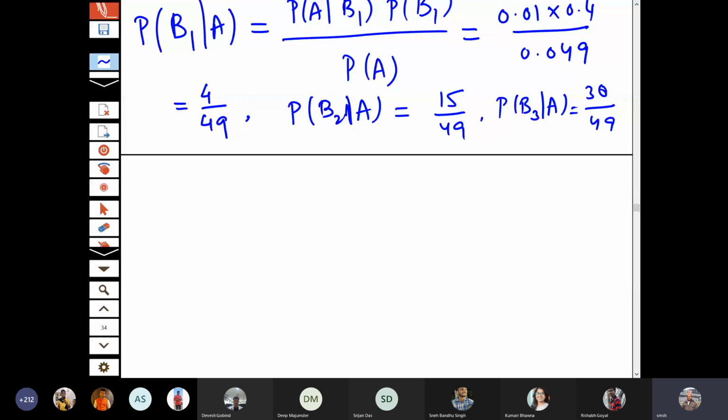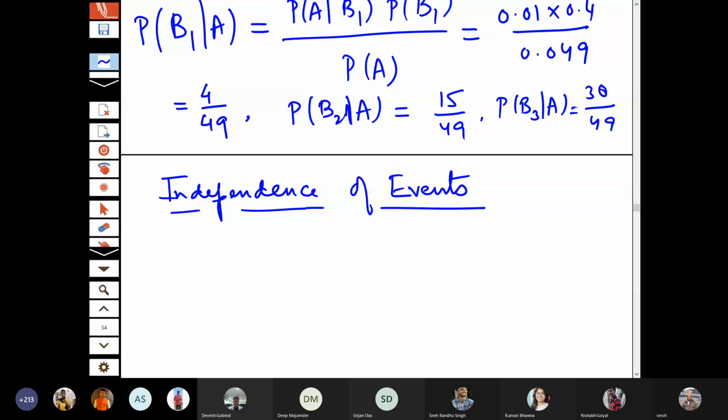Okay, let me move to next concept, that is the independence of events. So is the concept of Bayes theorem and the explanation clear to everyone? Do you have any questions? No, sir.